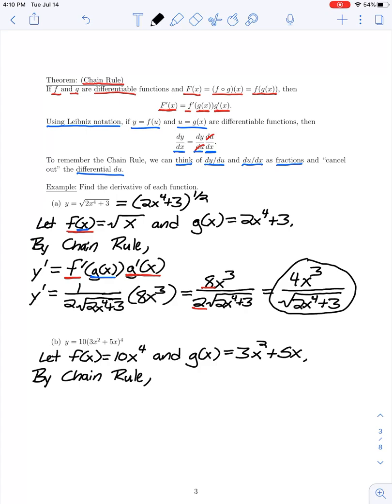So by using the chain rule, our derivative, y prime, is given by f prime of g of x, that is the derivative of the outer function evaluated at the inner function, times the derivative of that inner function.